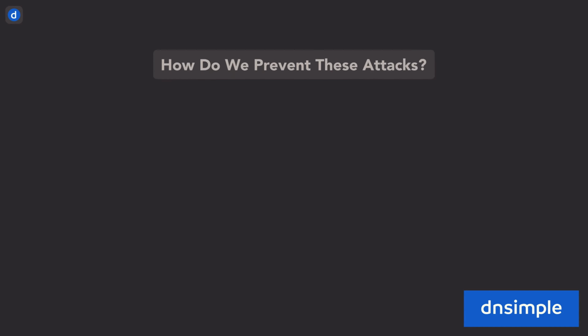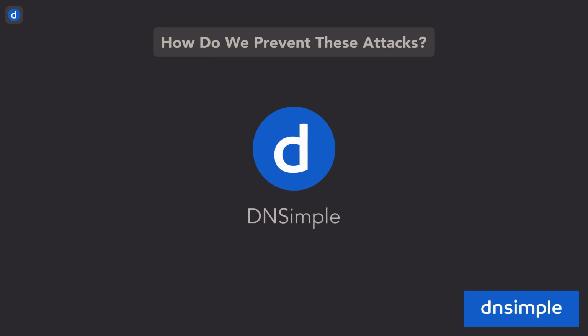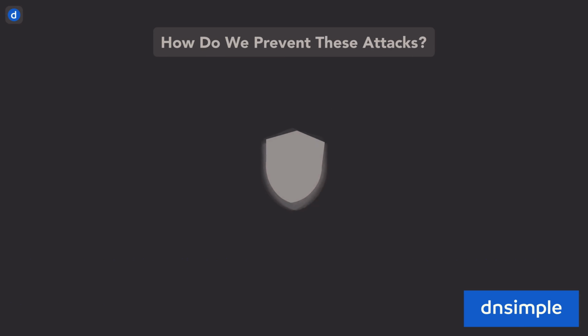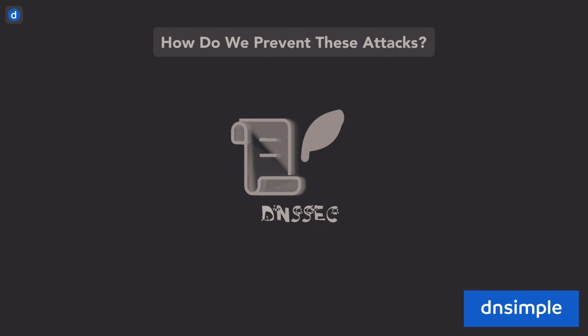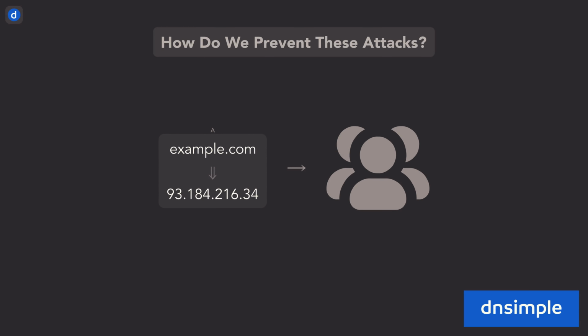How do we prevent these attacks? A DNS provider like DNSimple gives its users many different ways to safeguard their infrastructure from these attacks. For something like cache poisoning or man-in-the-middle, DNSSEC will sign your zones and ensure the responses are valid before sending them to users. And HTTPS certificates will ensure that communications between your site and users are encrypted.